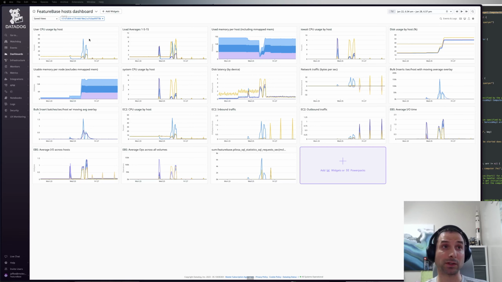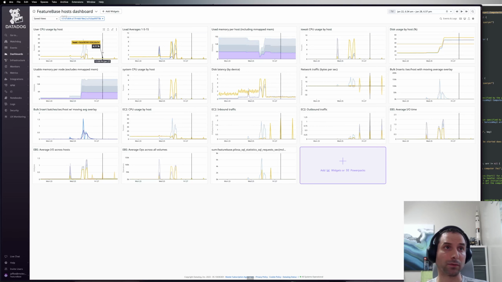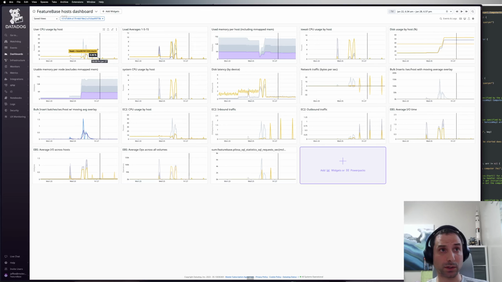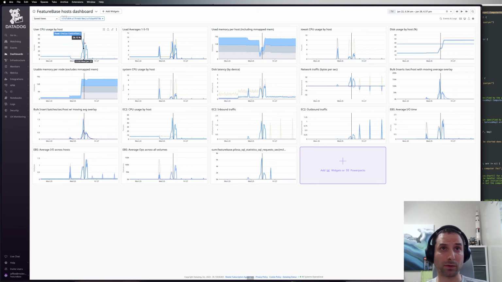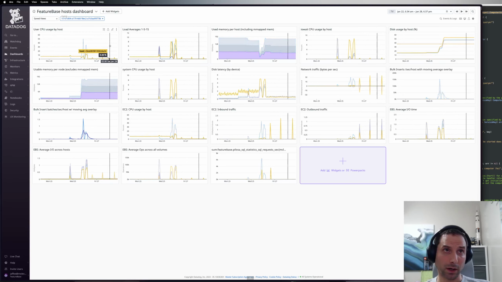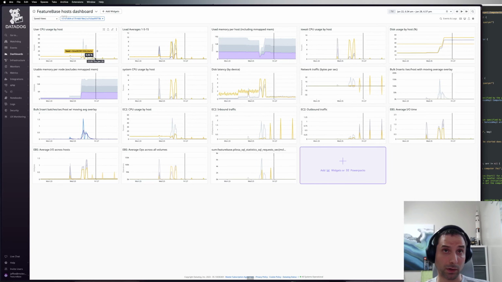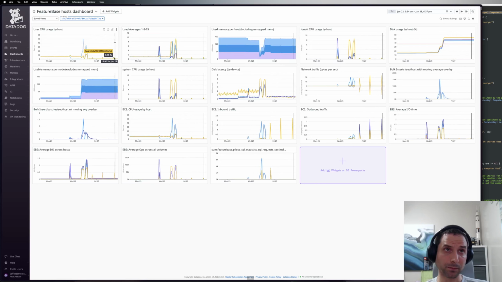And specifically, this is just user, so it's not taking system into account. No reason you probably shouldn't look at system too, but just isolating to user lets you know that it's actually the FeatureBase process, unless there's other processes running on the system. But hopefully you're running dedicated hosts, and you can get an idea of what FeatureBase is using here. This is a 3-node cluster that we're currently looking at.